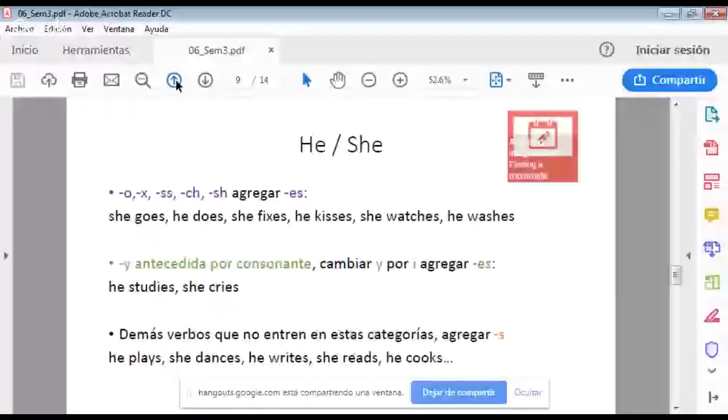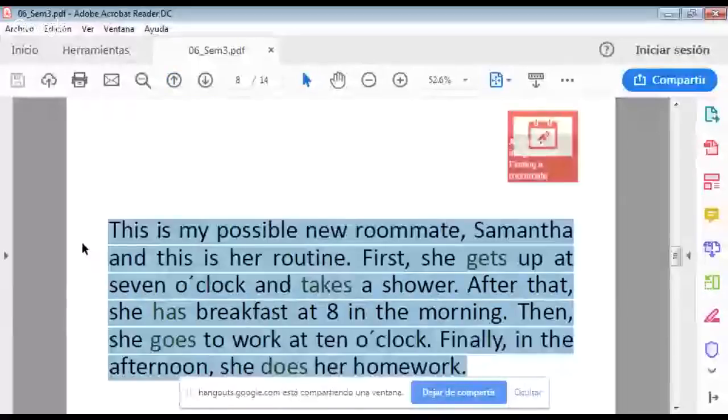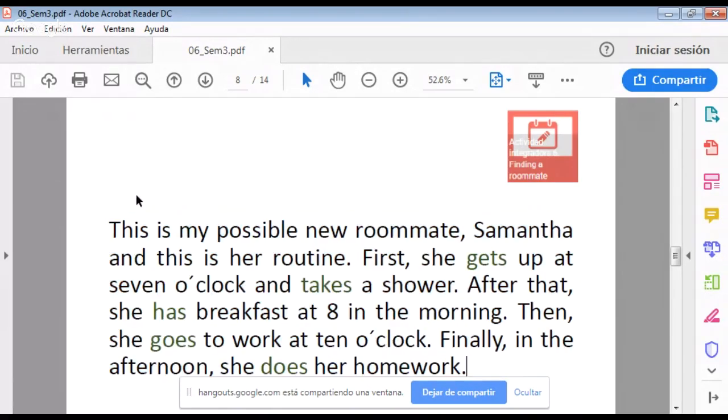Este finalmente es el párrafo, un modelo de párrafo que ustedes pueden seguir para completar la actividad. Después de que generan cuál es la routine de esa persona de la que están hablando, ya sea he o she, entonces ahora tienen que juntar las ideas y puede quedar algo como esto. This is my possible new roommate, Samantha, and this is her routine.